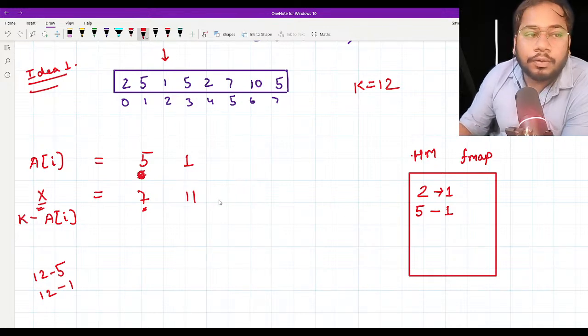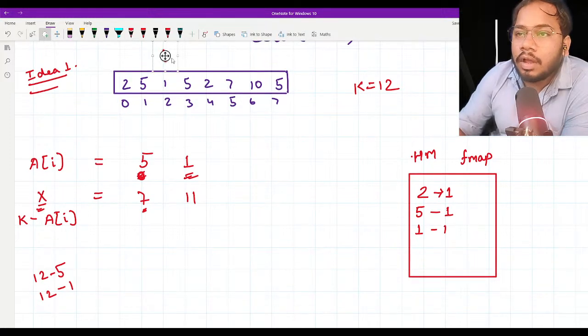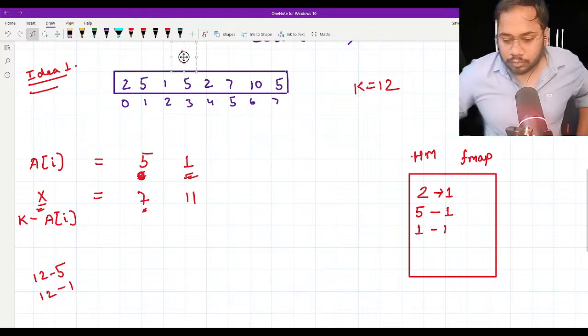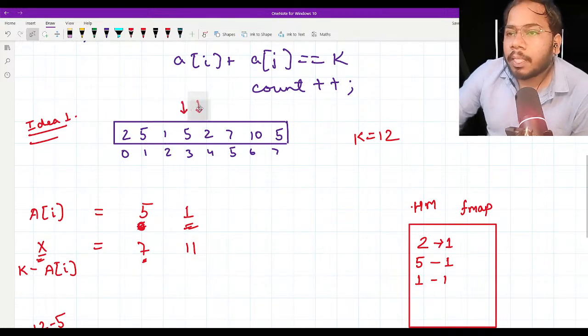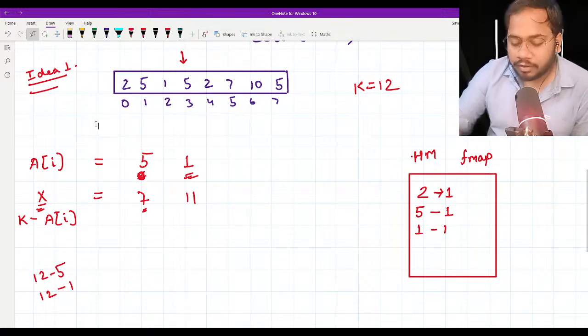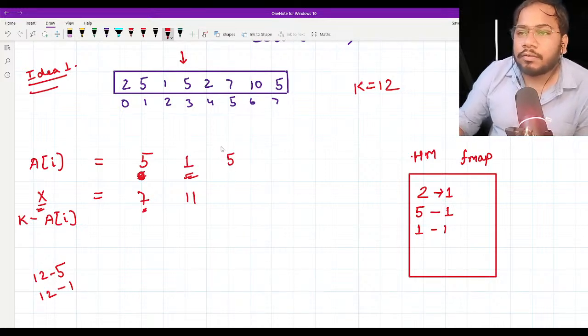So what we will do? We will put this value also in the frequency map. Understood? Again increment this. This already got incremented. So again increment this. Now the value of a of I is 5, and since the value is 5, x will be 12 minus 5, that will be 7.